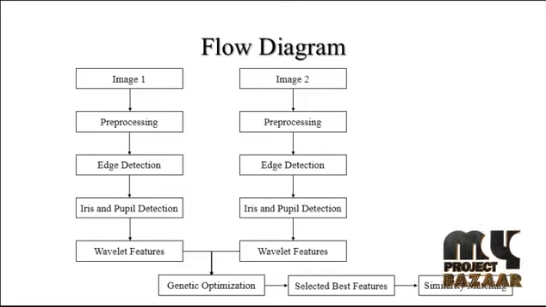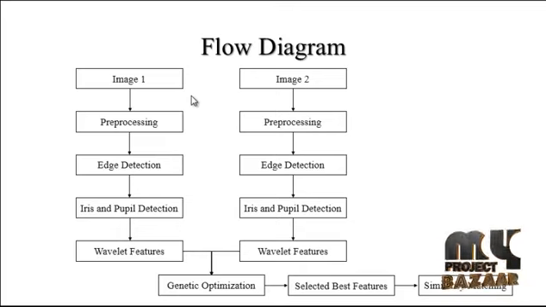Now we are going to discuss the flow diagram of the process. This is the overall working flow of this process. The working flow consists of modules such as input, pre-processing, segmentation, feature extraction and finally classification. At first, the input should be taken from the dataset. The dataset consists of two things: one is the left eye and the other is the right eye.